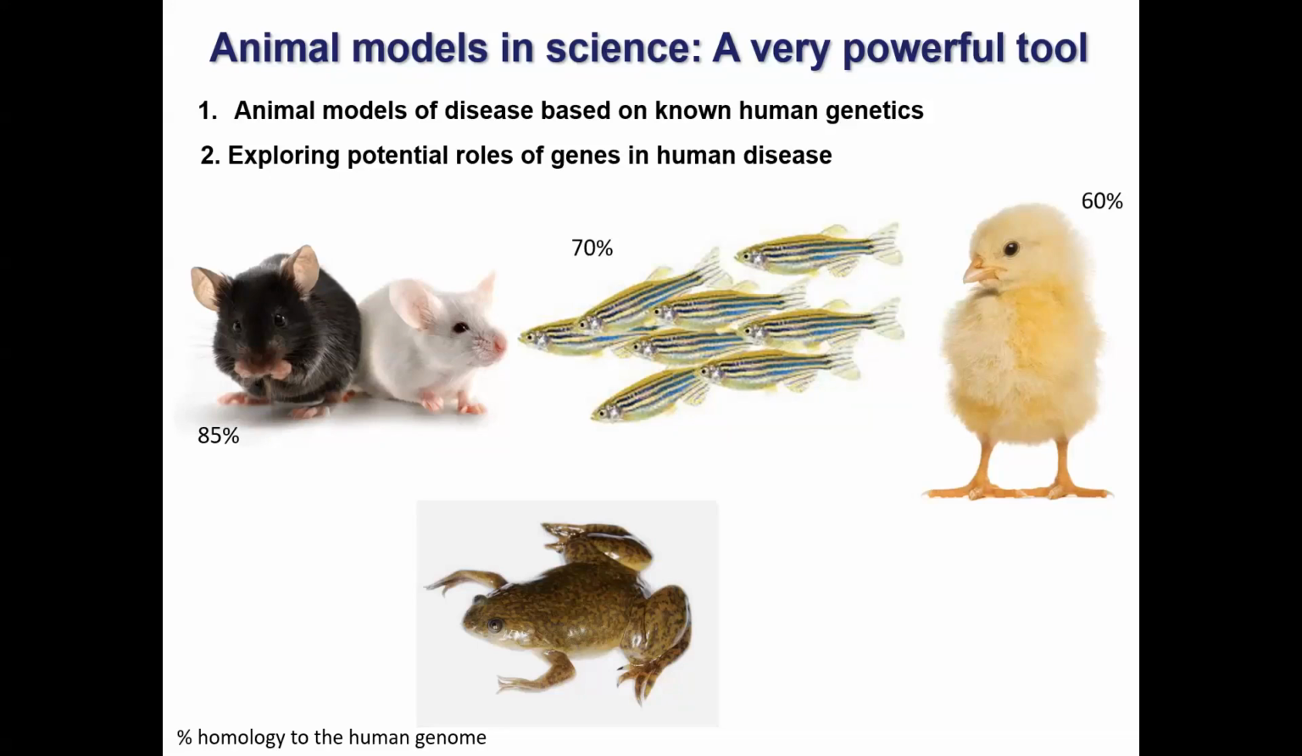It's not a great model for genetics, for genetic manipulations, but for experimental manipulations, it's a very good model. So these are the 4 vertebrate models that researchers have used mostly.